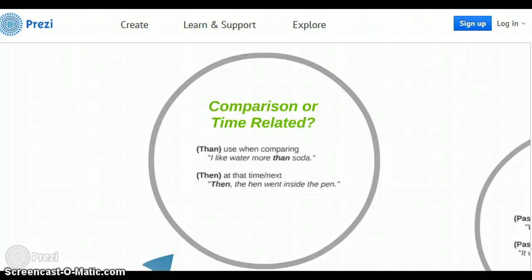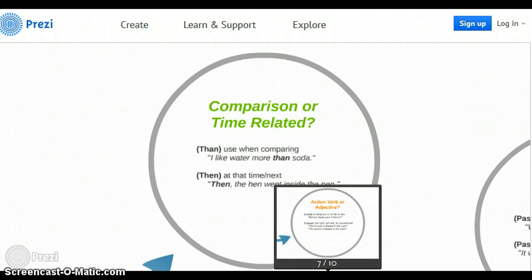Now we have the words than and then. So than is a word we use when we're comparing or making a comparison. Then with an E is time related. So in the first example, I like water more than soda, THAN is used because we're comparing the water and the soda. In the second example, then the hen went inside the pen.